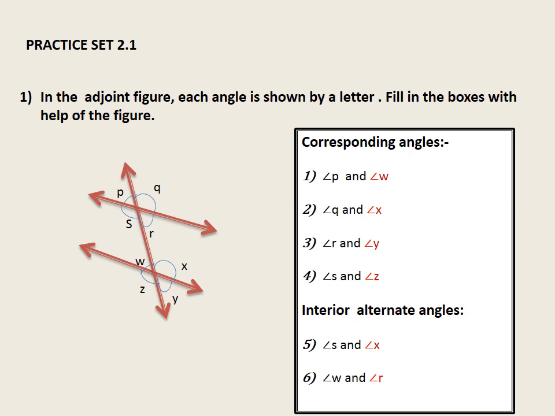Next, we have to find alternate interior angles. First is given, angle S, with this, angle X. Second, angle W and angle R. So here we finish question number 1.